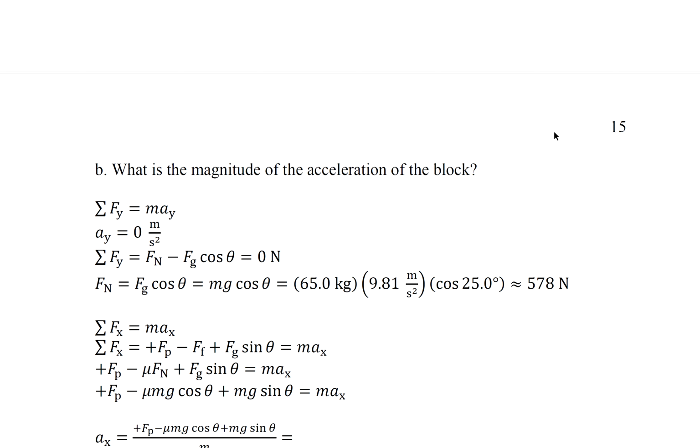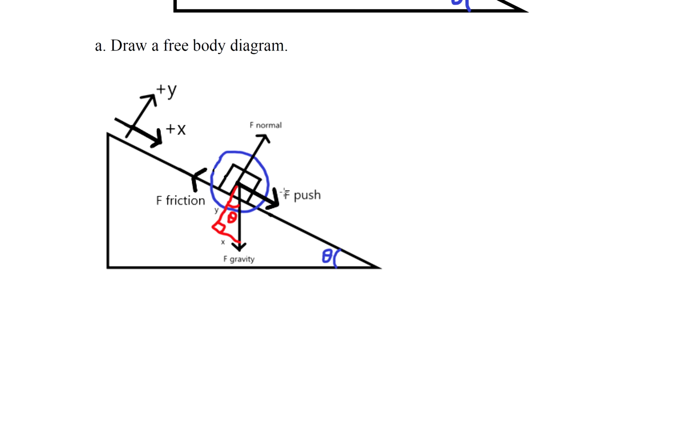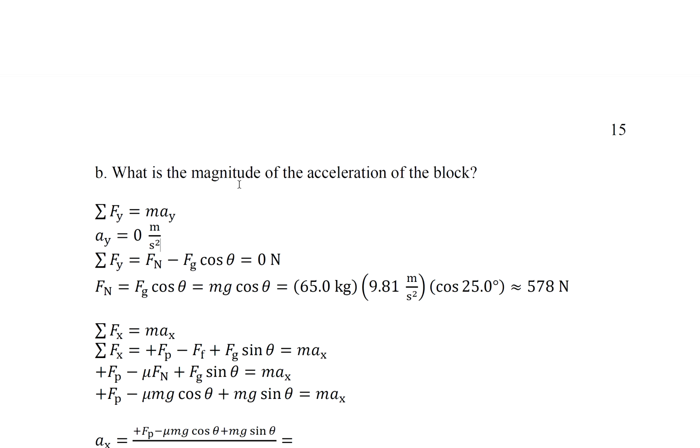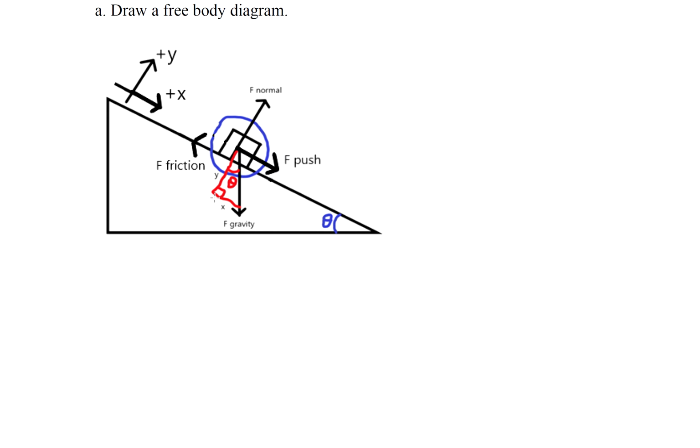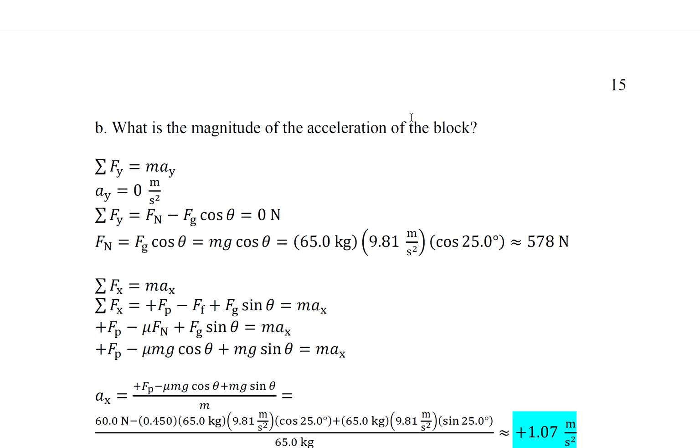So, sigma F sub y equals ma sub y. A sub y is 0 because this block is not jumping up and down. What forces do we have on the y-axis? We have force normal minus Fg cosine theta. Why do we have Fg cosine theta? Because you could look here. If this is theta here in red, then the vertical part is this y, so that's cosine of theta. Solve for force normal. We get 578 newtons.